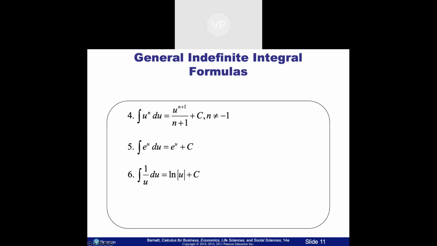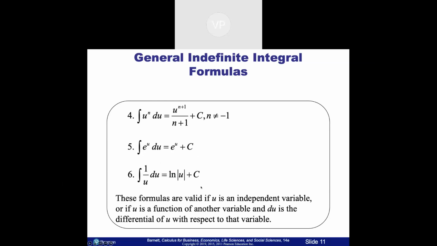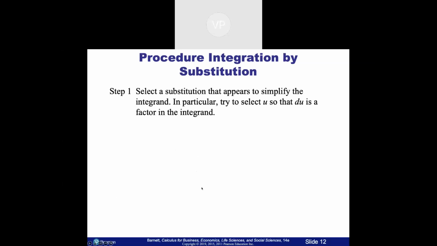E to the u du is just e to the u. 1 over u du is natural log u. So the formulas still work. The process is exactly the same as before. It doesn't matter what the variable is in this case.